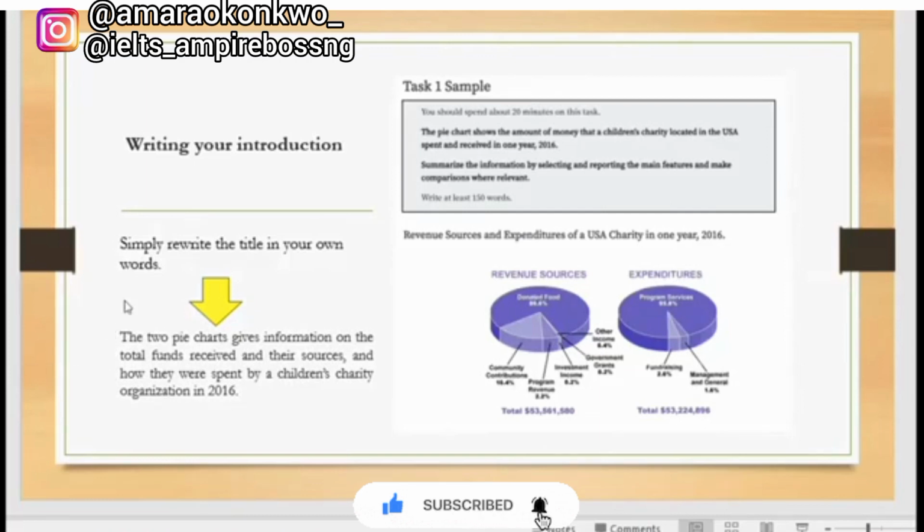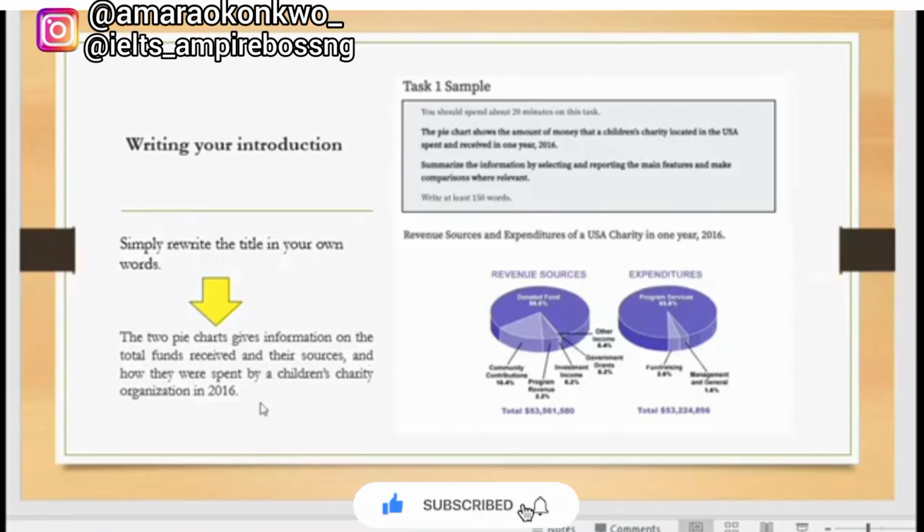Write your introduction yourself. Then I can easily say the two pie charts give information on the total funds received and their sources and how they were spent by a children's charity organization in 2016. See how I paraphrased? I added organization here. I said the two pie charts give information. You can also say illustrates. You can also say shows. You understand? These are ways you can paraphrase. You can say the pie chart shows, the pie chart gives information, the pie chart illustrates. So these are three ways in which you can say the same thing.